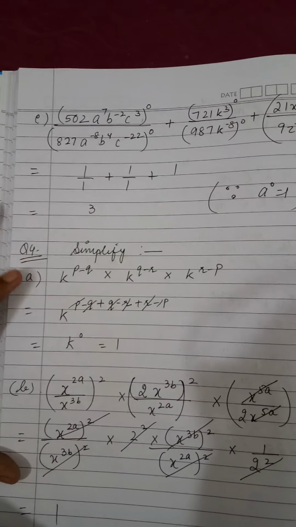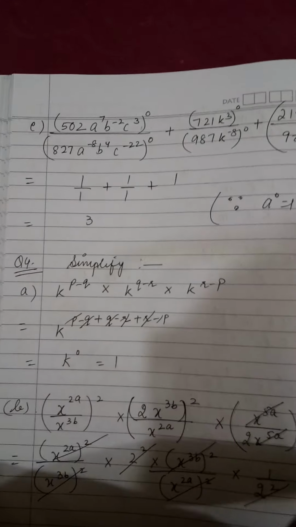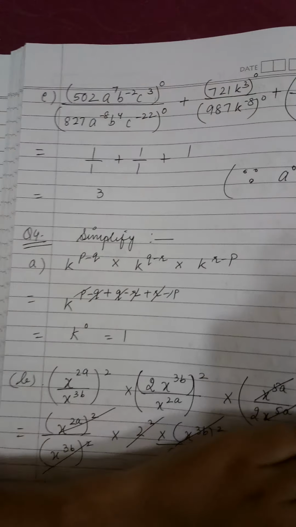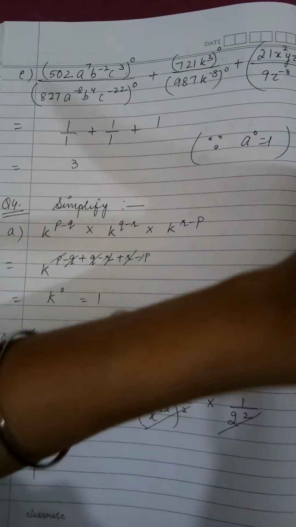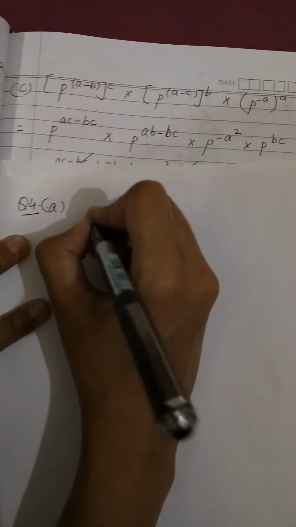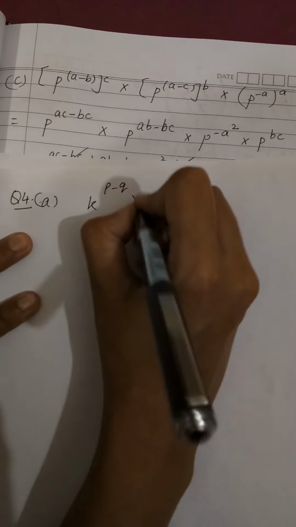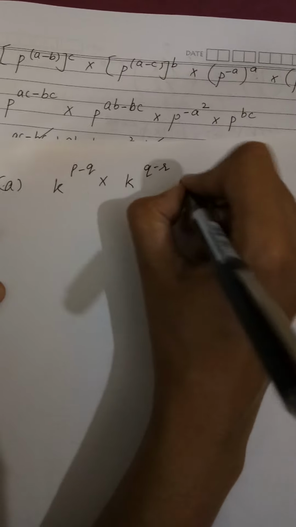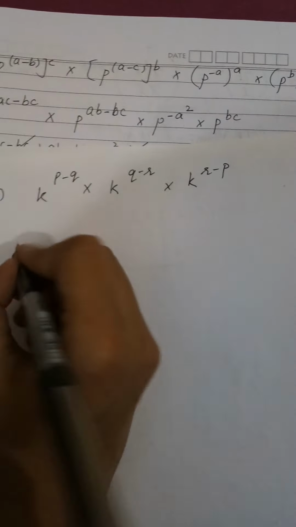Now let's move to question number 4. In question number 4 we have 3 parts. Let's do all these 3 parts. First of all, let's write the question. A part: k to the power p minus q into k to the power q minus r, into k to the power r minus p.